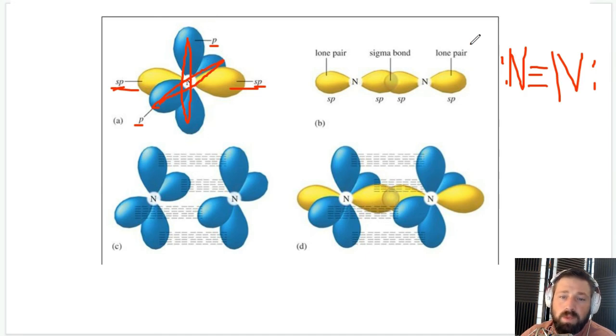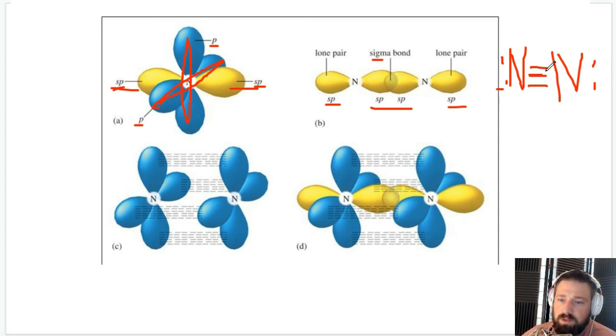And then the last two p's are going this way and up and down. Now, if we look at this Lewis structure, we know that the lone pairs have to be in an orbital, and we know that we have one real sigma bond between the two nitrogens. So if we look at just the hybridized orbitals, we have a lone pair in one of the orbitals, these orbitals overlapping, forming a sigma bond, and then another lone pair on the other side.